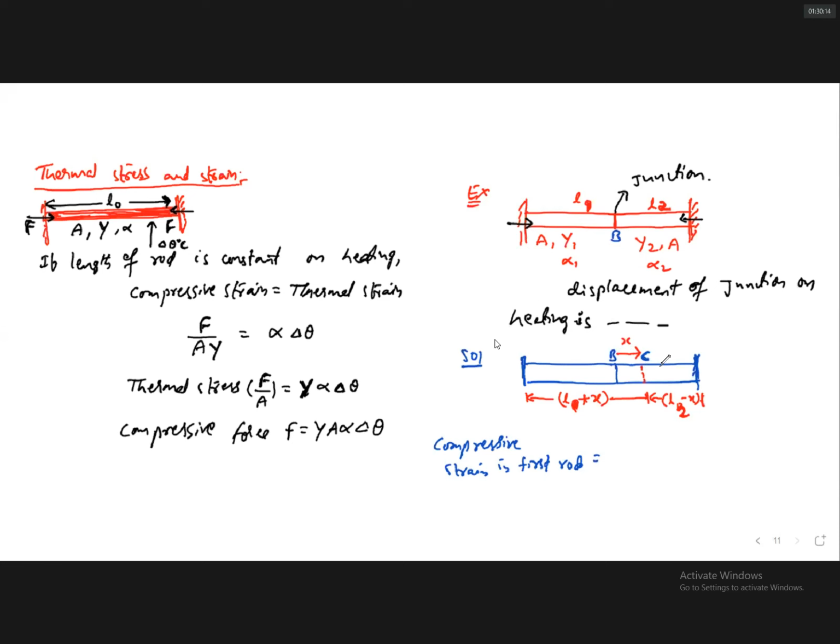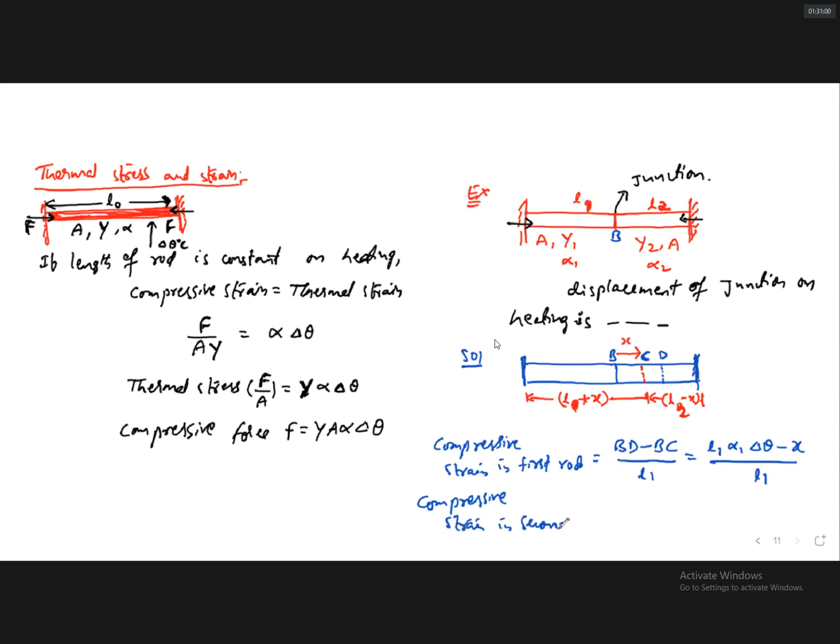Actually on heating, the first rod is expanded to BD and again due to compressive force it comes back. So it is compressed by DC. Therefore the final change in length of that rod is BD minus BC. BD minus BC by the original length L1. BD is nothing but the expansion of that rod and BC is nothing but the displacement of the junction by L0.